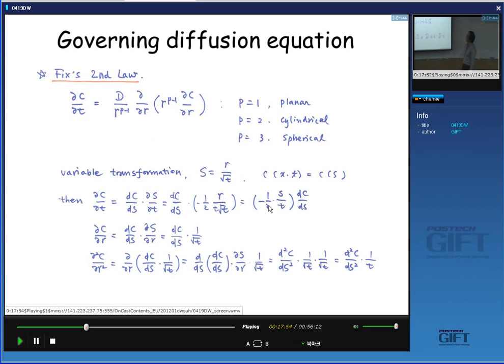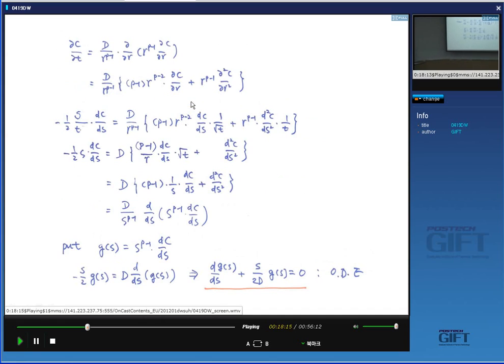So now we can change this differential equation with respect to the single variable S, right? So let's see how it changes. Just put all the previous relationships into Fick's second law, and you can have this equation. After some arrangement, finally you can have this kind of form. It looks complicated, but if you follow the formulation once, then you can easily understand.